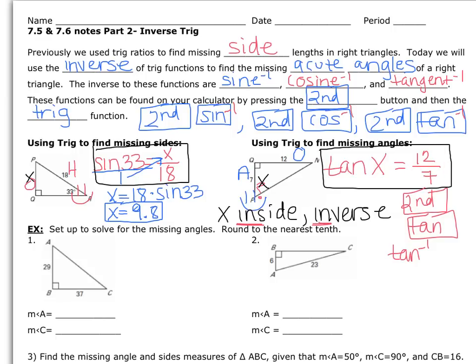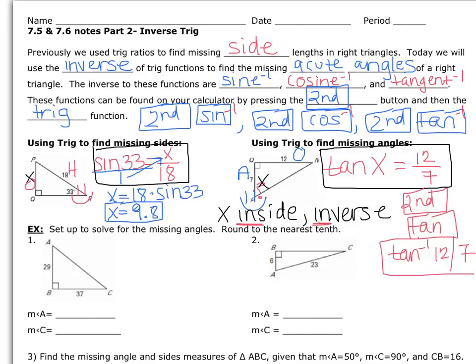A fraction is basically just two numbers that can be divided by one another. So we're going to put in 12 divided by 7. That's why we practice setting up those ratios, because you have to use them for the inverse trig. So this is what gets put into your calculator. That's how it should look on your screen.